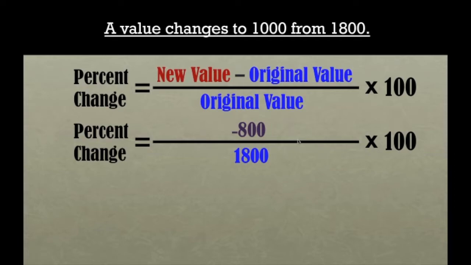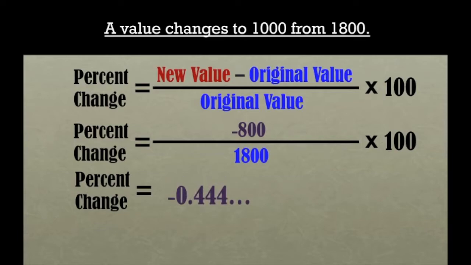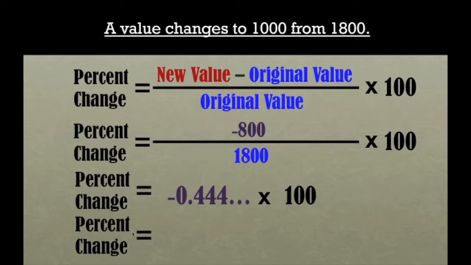But what's negative 800 divided by 1,800? That's going to give us a decimal of 0.444 repeating, but it's a negative. So it's going to be negative 0.444 repeating going on times 100, because we still have to bring down the times 100. And then we bring down percent of change equals, and after we multiply this by 100, we're going to get roughly negative 44.4%.